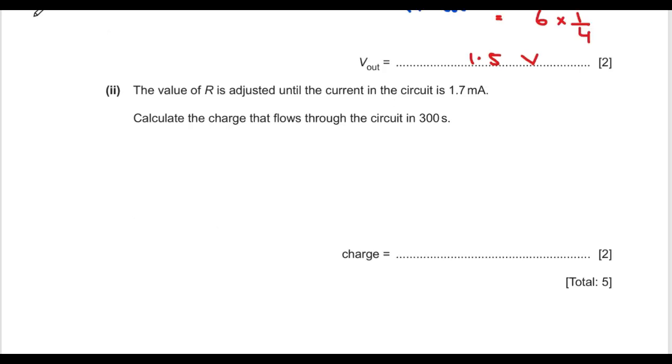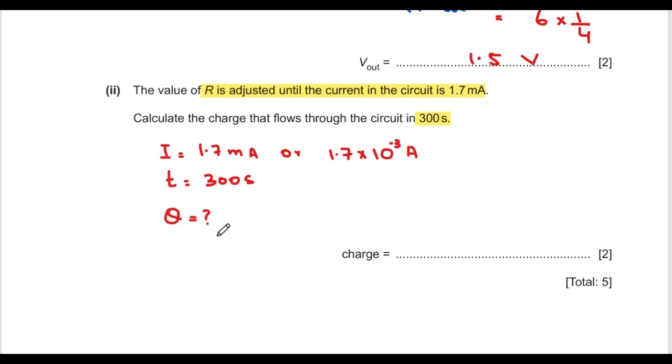The second part says that the value of R is adjusted until the current in the circuit is 1.7 milliamperes. Calculate the charge that flows through the circuit in 300 seconds. So we have been provided the current, which is 1.7 milliamperes, or milli can be replaced by 10 raised to the power negative 3. And the time is 300 seconds, and we are supposed to get the charge.